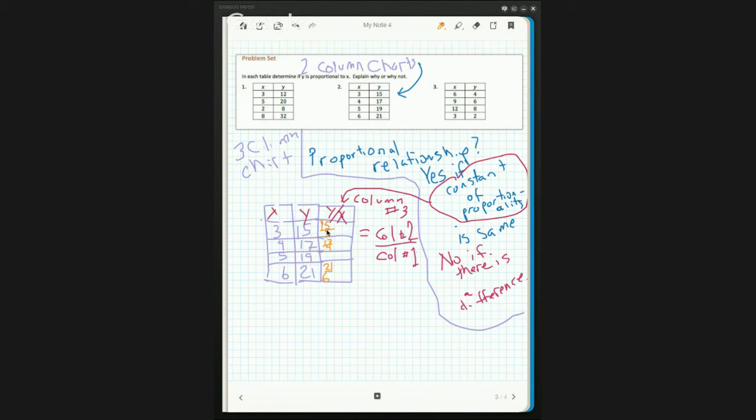Now the question is, are these equivalent? Well, we can do these calculations using our calculators. So I'm going to pull out my calculator, and I'm going to punch in 15 divided by 3, and that equals 5. And here I have 17 divided by 4, and that equals 4.25.